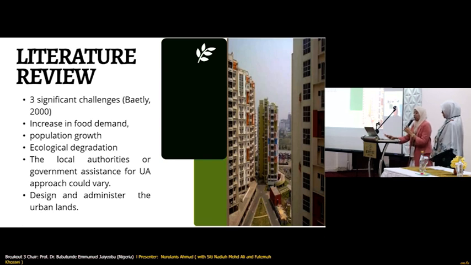We need to know as well that we have a lot of local authorities, in each district and also the states. The local authorities or government assistants could derive different approaches in assisting the practice of urban agriculture. The role of local authority is very important because they have the power to design and administer the urban land and the city center.